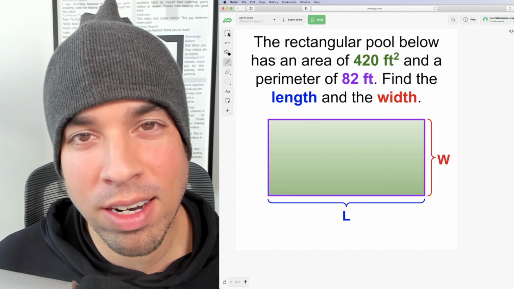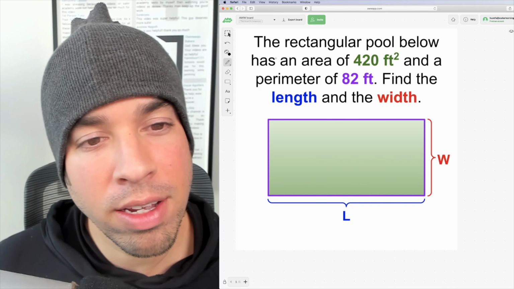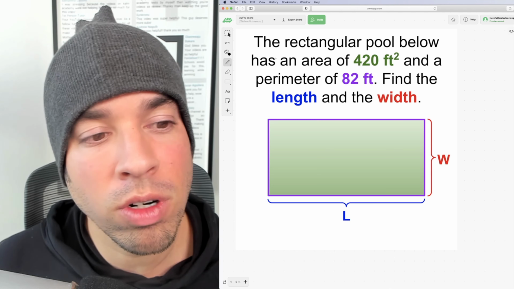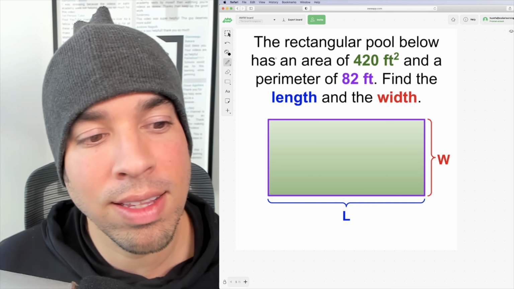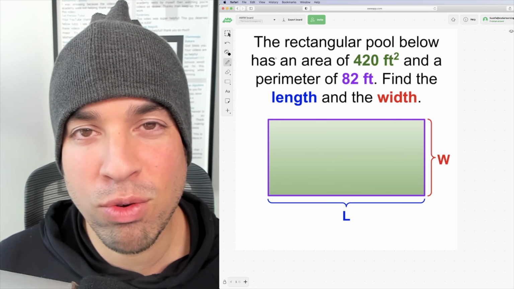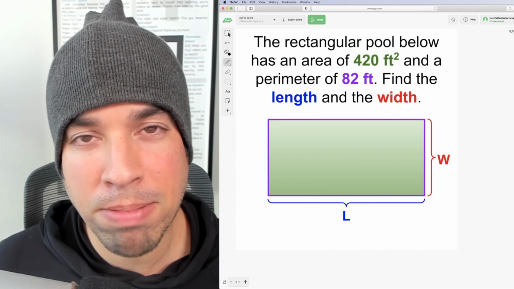In this one, the scenario is as follows. The rectangular pool below has an area of 420 feet squared and a perimeter of 82 feet. Find the length and the width. Go ahead and hit that pause button and see if you can figure it out. When you're ready, hit play and I'll give you the explanation.